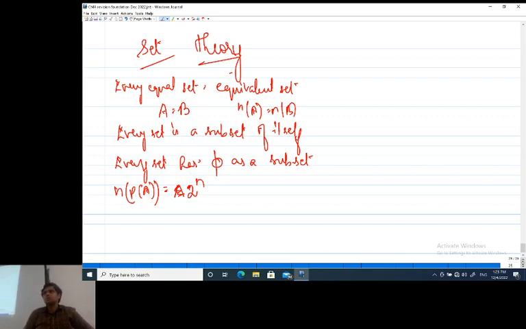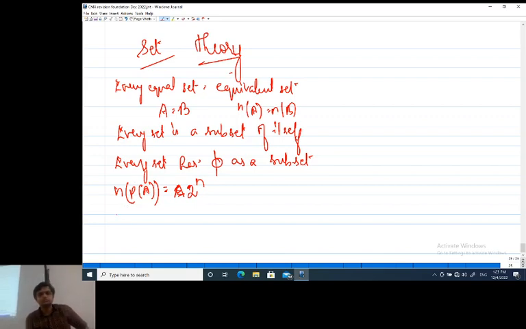You are able to understand? Power set is the maximum number of subsets possible. The collection of them is called the power set. So how many subsets are feasible is given by 2 power n. Okay?